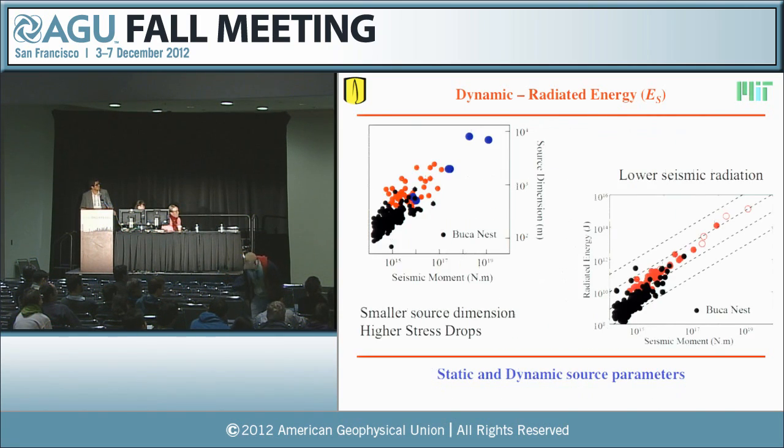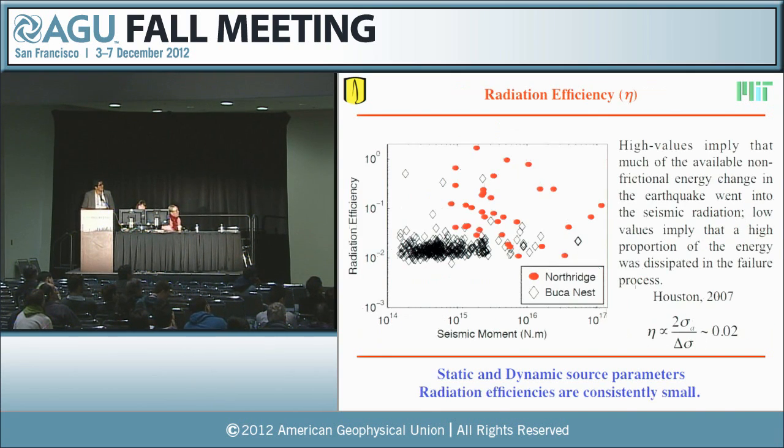So when we put these two pieces of information together, the source dimensions, the stress drops, and these lower radiated energies, we start to see an important parameter that we call seismic radiation efficiency, not seismic efficiency, radiation efficiency. When we plot that, here's the radiation efficiency, how much of the energy that was available during rupture is released as seismic waves compared to what's used somewhere else.